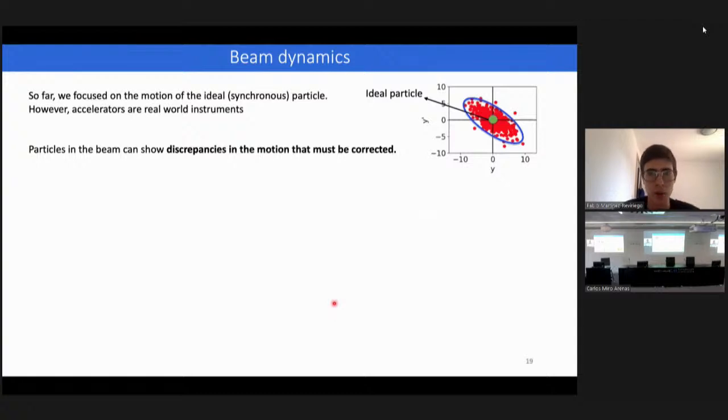Okay, so far we have focused on the motion of the ideal, so-called synchronous particle. But accelerators are real-world instruments. So this green dot here is the ideal particle, but we have to know that we will have particles in our beam that are displaced from the origin of coordinates, or maybe that have some velocity component in the transverse plane to the particle's motion. And we have to face these discrepancies because we must correct them along the acceleration trajectory. If not, we will lose a lot of particles and we will lose a lot of efficiency in our accelerator.